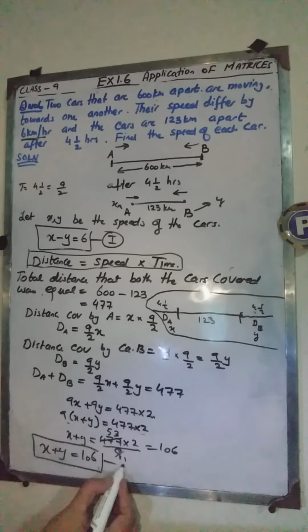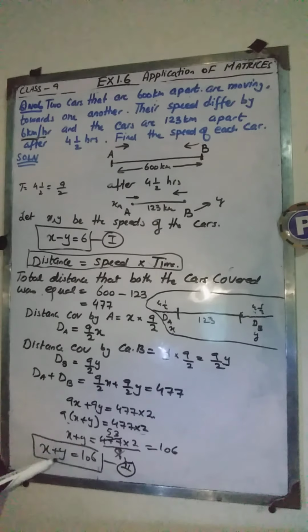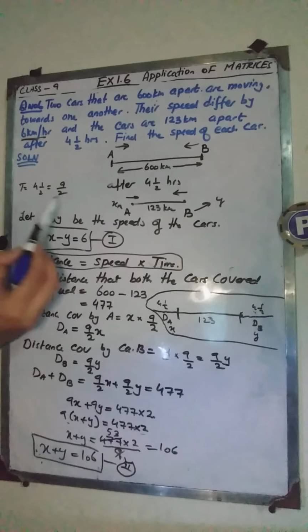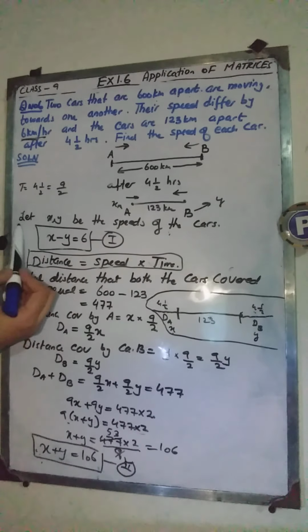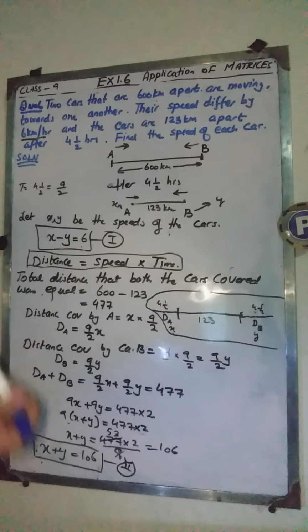So this is the second equation. The first equation was this. Okay, so now you have a system of two linear equations. From these two equations we can easily find the values of x and y, which will be the speeds of the cars that they have asked for. Okay, we have taken x and y to be the speeds of the cars. Now we have two equations, x minus y equals 6 and x plus y is equal to 106.